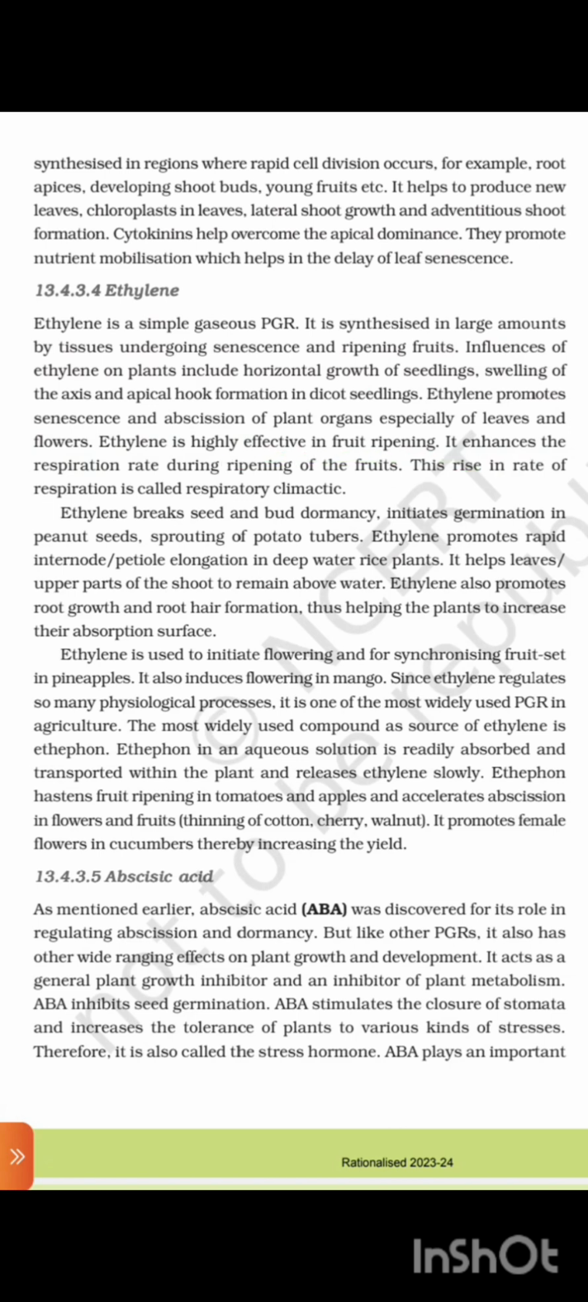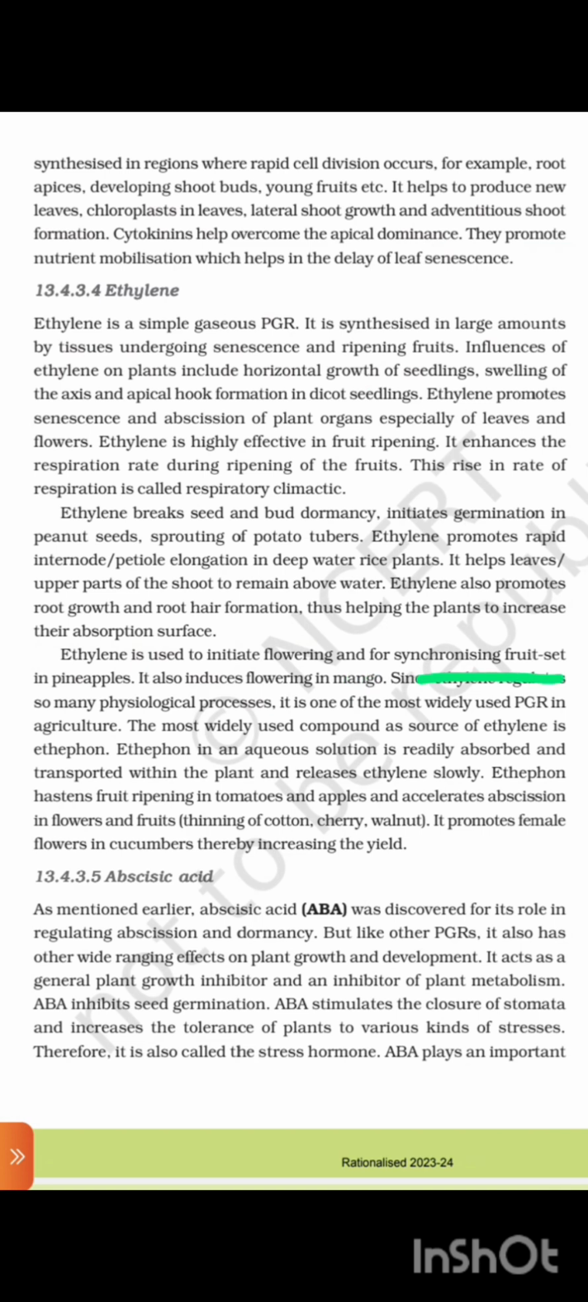Ethylene is highly effective in fruit ripening. It enhances the respiration rate during ripening of the fruit. This rise in rate of respiration is called the respiratory climacteric. Ethylene breaks seed and bud dormancy, and initiates germination in peanut seeds and sprouting of potato tubers. Ethylene promotes rapid internode or petiole elongation in deep water rice plants. It helps leaves or upper parts of the shoot to remain above water. Ethylene also promotes root growth and root hair formation, thus helping the plant to increase their absorption surface.